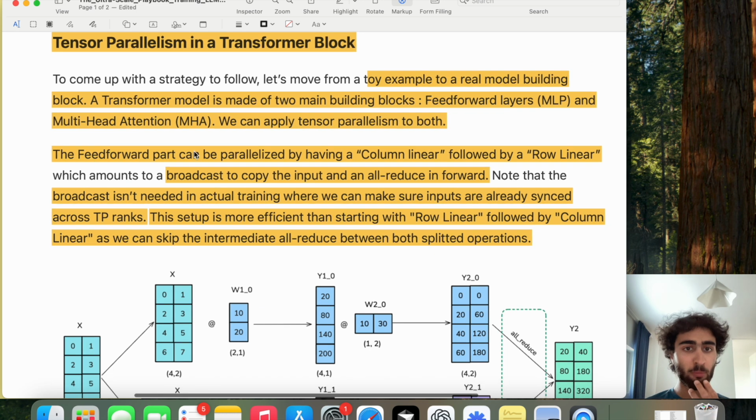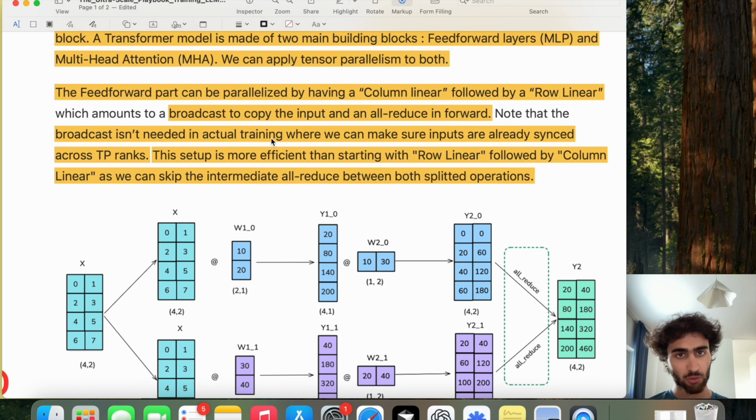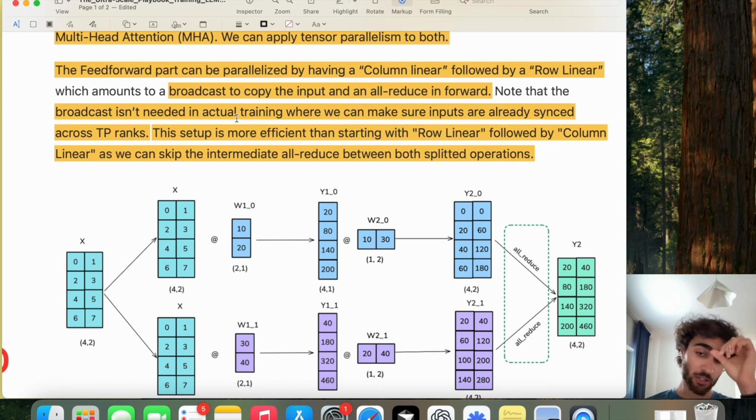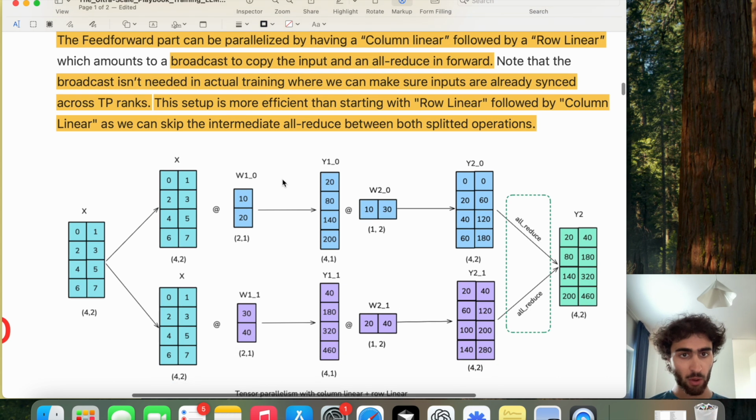So the feed-forward part can be parallelized by having a column linear followed by a row linear, which amounts to a broadcast to copy the input and an all reduce in forward. And one thing that's interesting is that a broadcast is indeed an actual training where we can make sure inputs are already synced across TP ranks as we go from the large projection matrix to the down projection matrix.